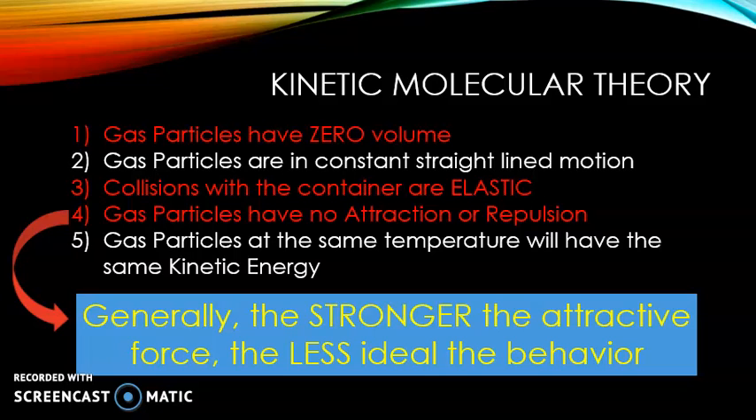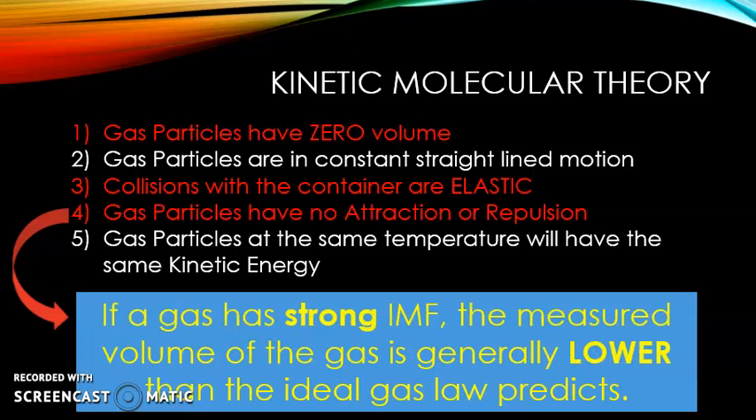Now, this has an effect on the outward behavior as well. Typically, the stronger the intermolecular force, the more the gas particles are going to want to be attracted to each other. And if they're spending more time around each other, they're spending less time as gas particles randomly moving in straight-lined motion. So typically we'll see that the volume of these gases is a bit lower than what the ideal gas law can predict. Now, this isn't the only thing that can affect whether or not our gas is behaving ideally.